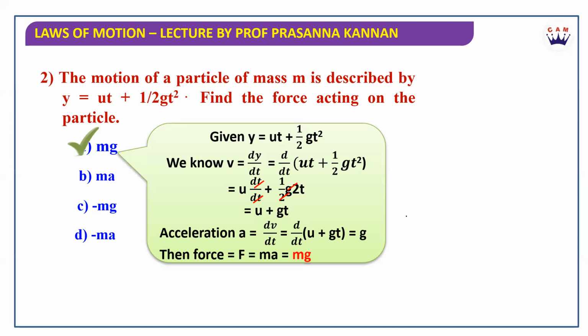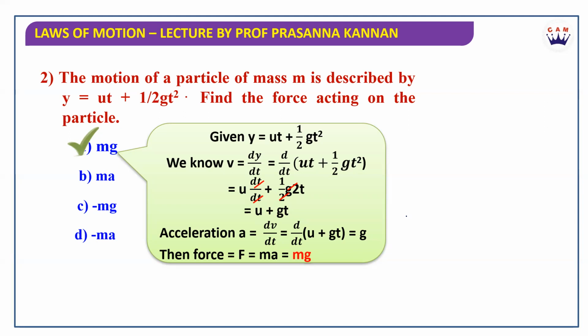What is the differentiation of x power n? N into x power n minus 1. You have to know some formula. That's all. Formula is also given in your physics textbook. What is the differentiation of a constant? 0. Differentiation of x square, 2x. Differentiation of x, 1. Differentiation of x cube, 3x square. Basically one formula, nx power n minus 1. That's all you need to know. Integration, what is the formula? What is the integration of x power n? X power n plus 1 by n plus 1.